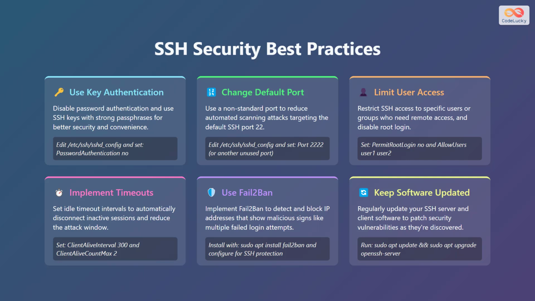Fifth, use fail2ban to detect and block IP addresses that show malicious signs like multiple failed login attempts. Install with sudo apt install fail2ban and configure for SSH protection. Sixth, keep software updated by regularly updating your SSH server and client software to patch security vulnerabilities as they're discovered. Run sudo apt update and sudo apt upgrade openssh-server.